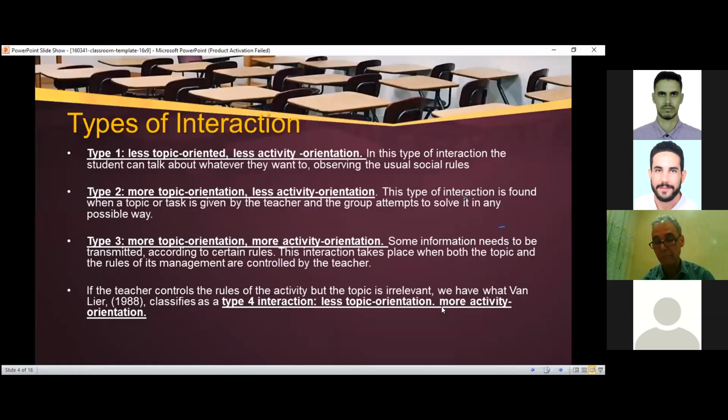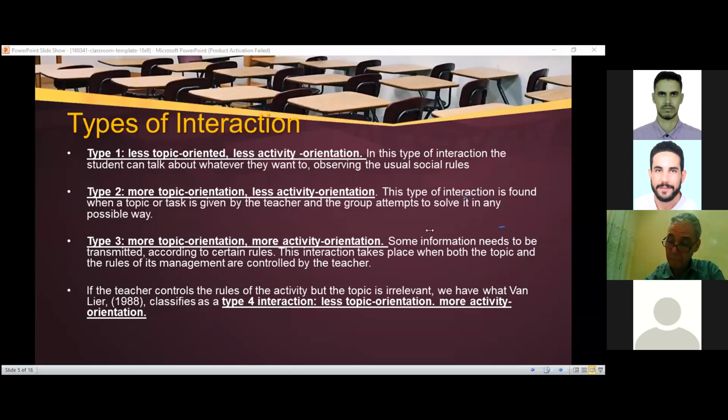Classroom interaction has types, and Van Lier in 1988 classifies them and lays them out for us. He sees that type 1 is less topic oriented, less activity oriented interaction. The students can talk about whatever they want to, observing social rules. For example, small talk, private conversation in pairs, and so on.